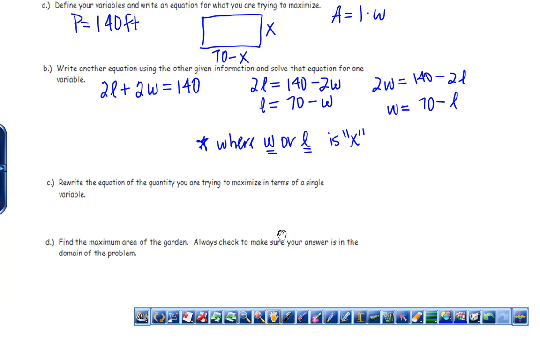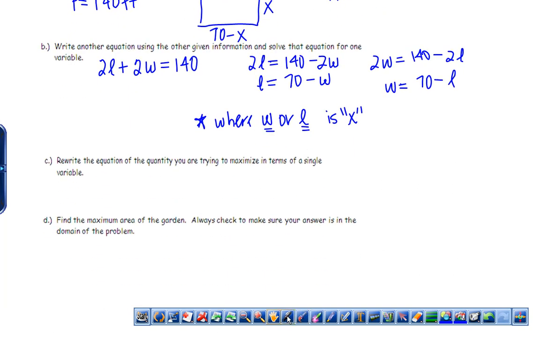Okay, let's see what else we can do with this. Write an equation of the quantity you are trying to maximize in terms of a single variable. Okay, so that's why I changed them to an x so that I have a single variable. So let's go back to my area formula. That's length times width. No matter which one of these, length or width, I use, if I plug that in, length or width is x. The other one is 70 minus x.